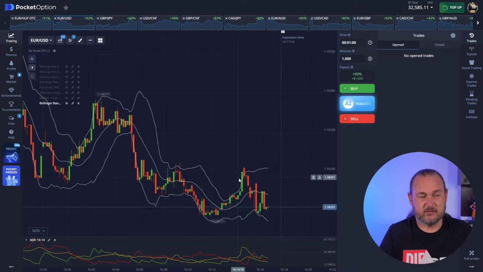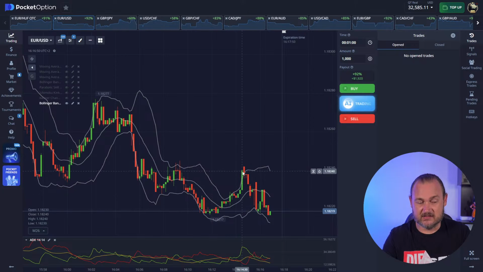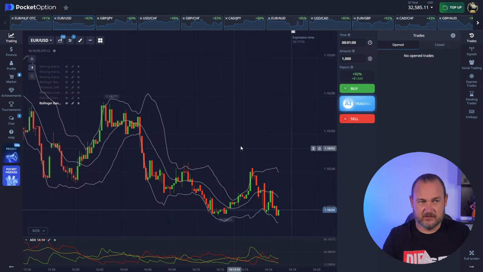When price gets out of the Bollinger Bands like this was a beautiful sell opportunity. If I took a 1-minute sell on any of those 2 candles there on this decent spike on the ADX, that would have been a profitable trade.